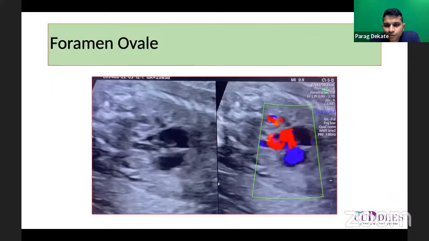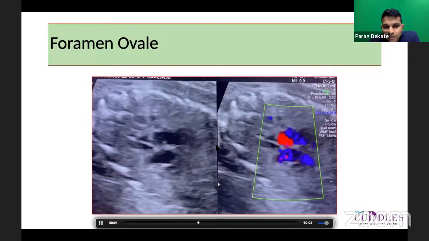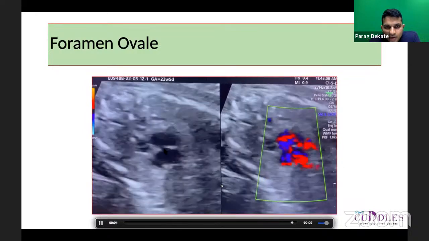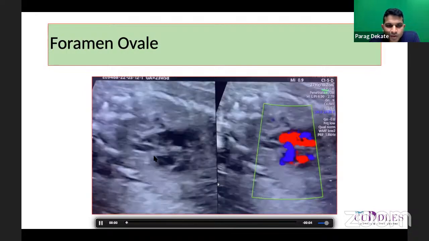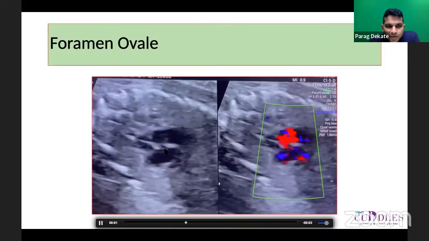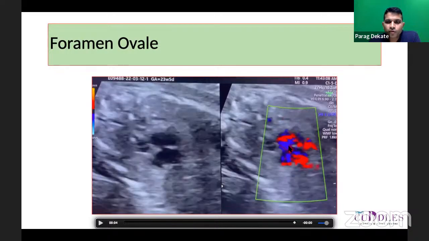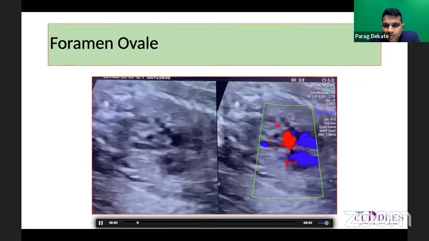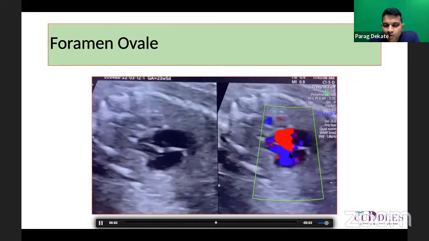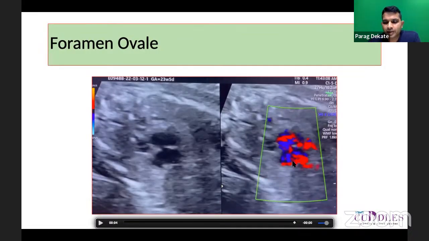So you can see this foramen ovale, there is a transition. You can see there is a small black thing here. You can call this the foramen ovale, and here also you can see the blood going and coming. So the RA is coming on this side, and the blood is going towards the LA.